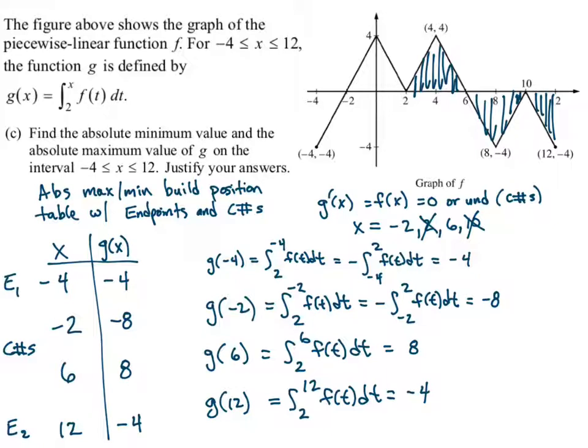And then half of that would be my negative 4. Oh, and it's negative because it's below that axis. So now that I have my table filled out, I'm just looking at whatever the highest and the lowest y values are. And so the lowest y value there is negative 8, and the highest is 8. And so my absolute min would be at negative 2, negative 8. My absolute max would be at 6 and then 8.